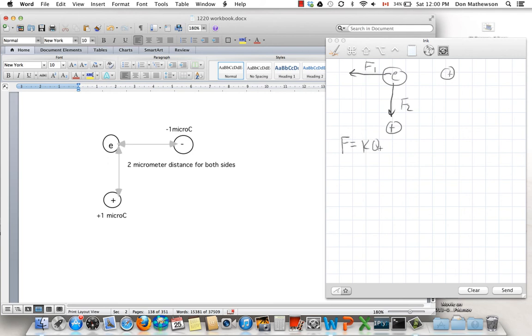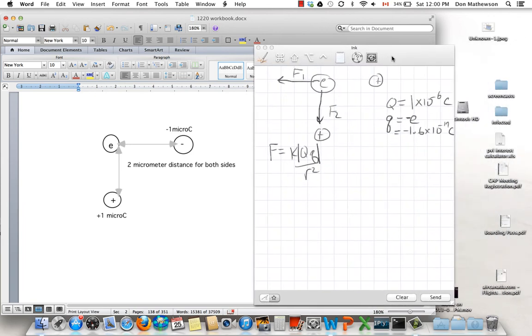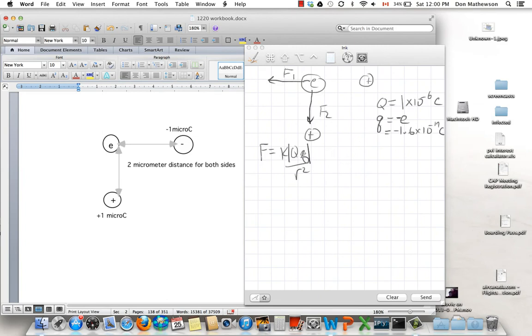Well, it's going to be kqQ over distance squared. Now, the first q, they're 1 microcoulomb, so that's 1 times 10 to the minus 6 coulombs. The second q, that's the electron, as a negative e charge, so it's minus 1.6 times 10 to the minus 19 coulombs. Now, we have to substitute. Oh, and the radius or distance, it says 2 micrometers. That's 2 times 10 to the minus 6 meters.